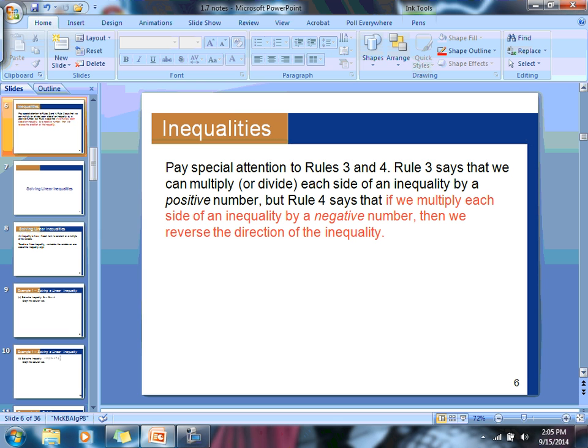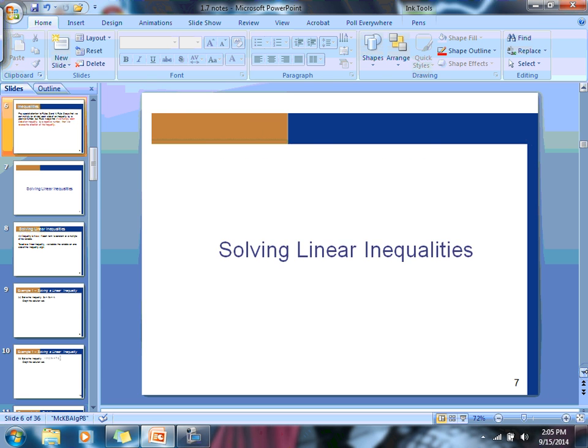And this is just a reminder of that. For Rule 3 and Rule 4, it says that if we multiply both sides of an inequality by a negative number, then we have to reverse the direction of the inequality sign. Okay, so let's take a look at our first few inequalities here.